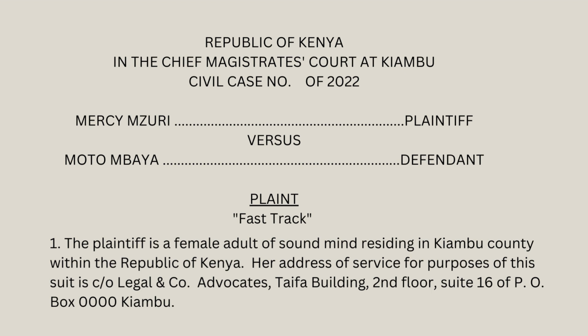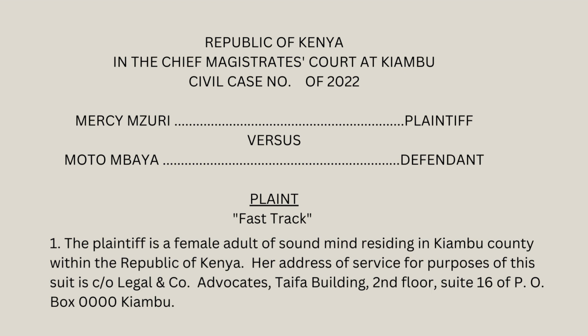So here's our example. We have the caption, Republic of Kenya in the Chief Magistrates Court at Kiambu, civil case number dash of 2022. It's a dash because you're given the number at the registry when you present your plaint. So we have the plaintiff, Masimzuri, versus the defendant, Motombaya. It is a plaint. It is a fast track because it has simple legal issues, has few parties to the case also, and it can be resolved within 180 days.